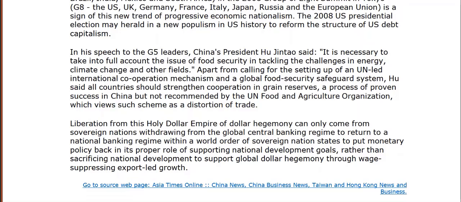In his speech to the G5 leaders, President Hu Jintao said it is necessary to take into full account the issue of food security in tackling the challenges in energy, climate change, and other fields. Apart from calling for the setting up of the UN-led international cooperation mechanism and global food security safeguard system, Hu said all countries should strengthen cooperation in grain reserves, a process of proven success in China, but not recommended by the UN Food and Agriculture Organization, which views such scheme as a distortion. In other words, what Hu said doesn't line up with dollar hegemony, because it distorts free trade, or what they believe is free trade, which is not free trade.